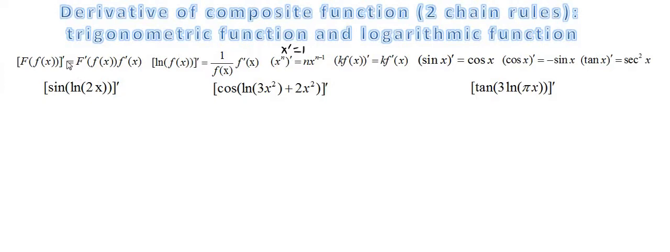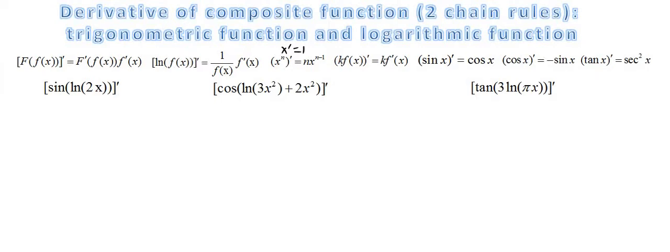The first formula is a typical chain rule. The capital F can be any trig function. So if capital F is sine, then the derivative of F is cosine. If capital F is cosine, the derivative of capital F is gonna be negative sine. If capital F is tangent, then the derivative of capital F is gonna be secant squared.